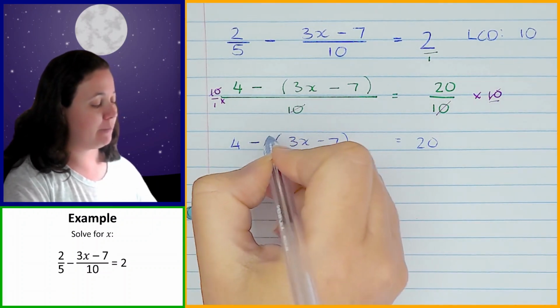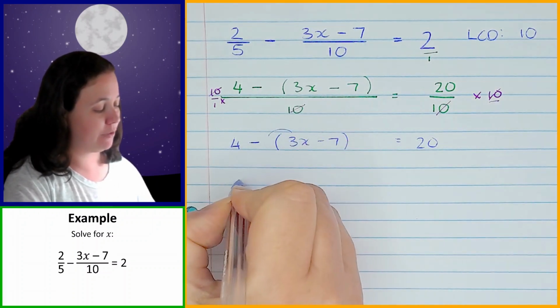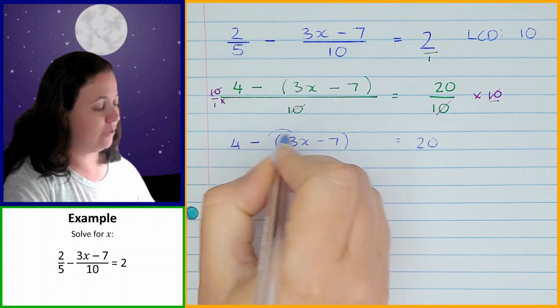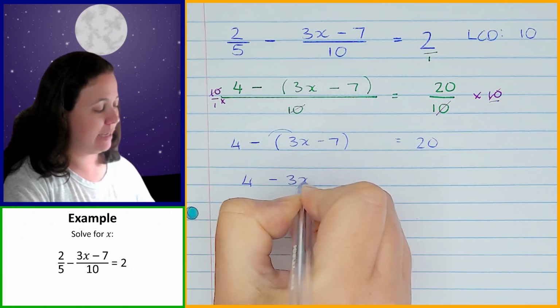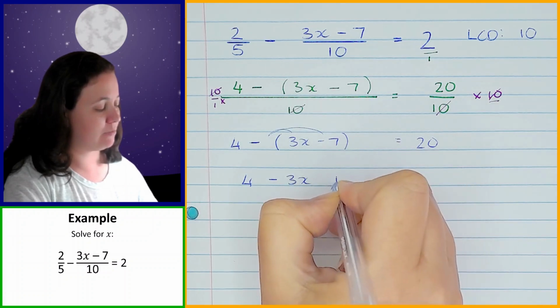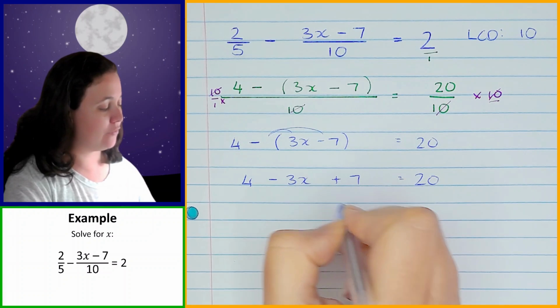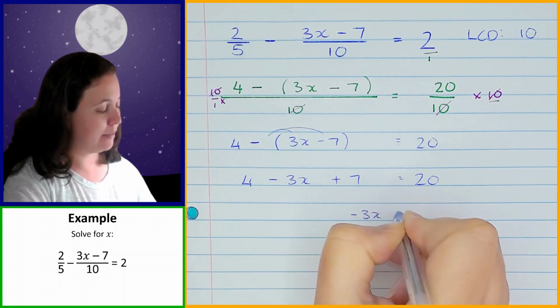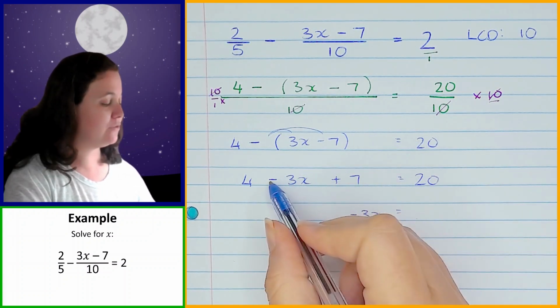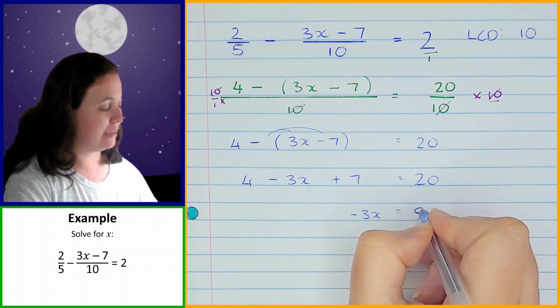So I'm going to multiply my negative 1 in here. So it's going to be 4. Then negative 1 times 3x is minus 3x. Negative 1 times negative 7 is plus 7, equals 20. And then I get over here negative 3x equals 20 minus 4 and minus 7, which is 9.